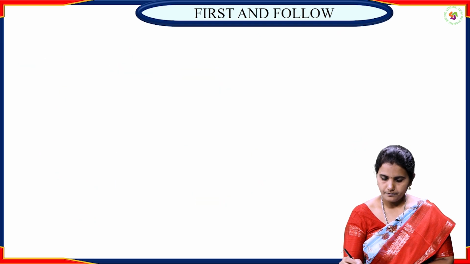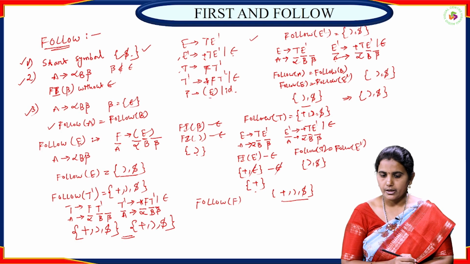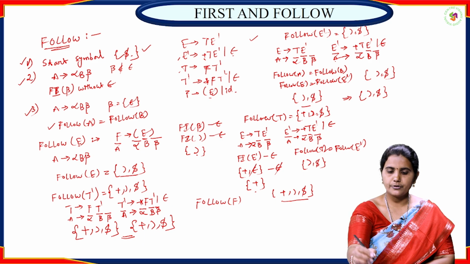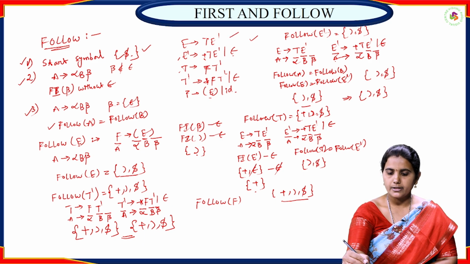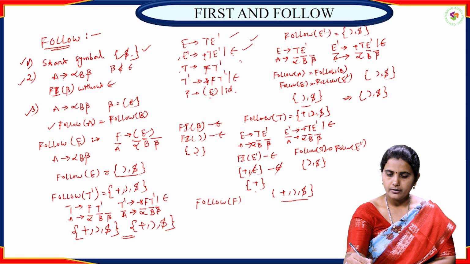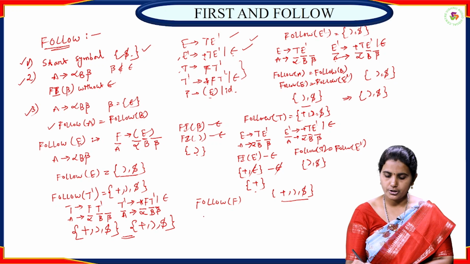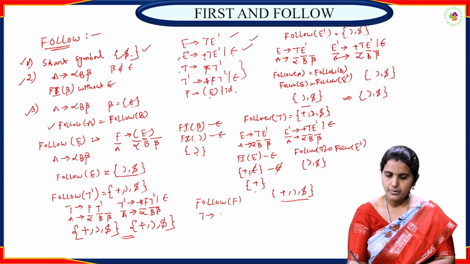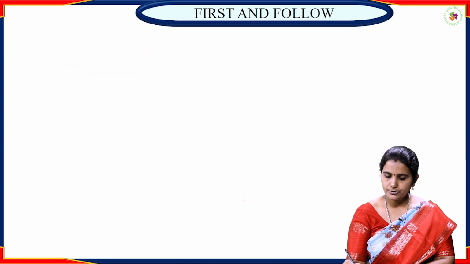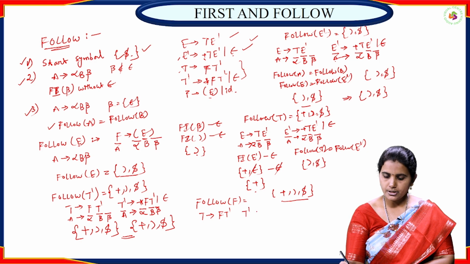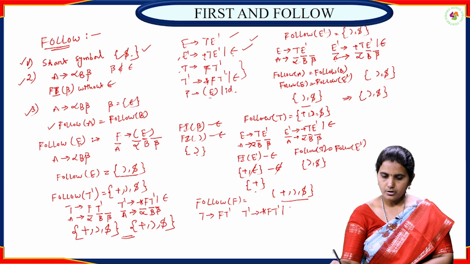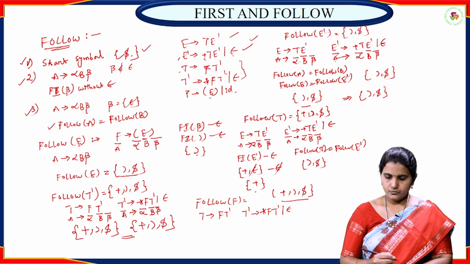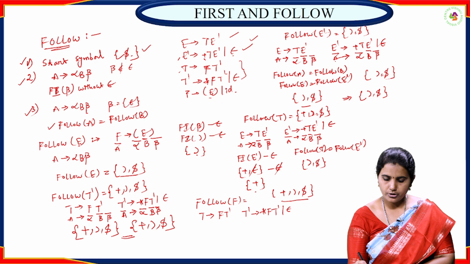Same like that. Now you are going to apply the next one. Follow of F. Let us check any F productions are there. In the first production there is no F. In the second production there is no F. Then you are going to take the two productions. That is T implies F T dash. Next, T dash implies star F T dash or epsilon. Then go for the first one. Same you are going to apply.